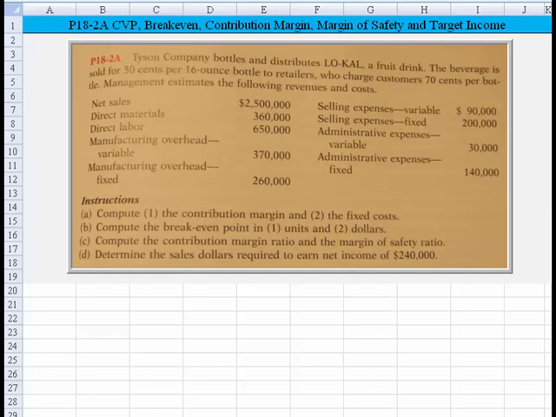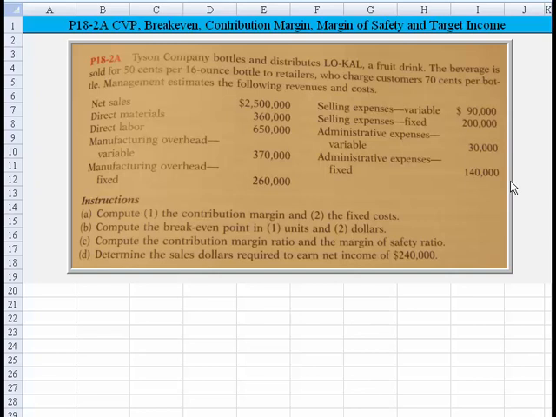Okay, hi everyone. Let's take a look at problem 18-2A, which deals with cost volume profit analysis, break-even, contribution margin, margin of safety, and target income. We have Tyson Company. It bottles and distributes Local, a fruit drink. The beverage is sold for 50 cents per 16-ounce bottle to retailers, and the retailers charge customers 70 cents per bottle. Management estimates the following revenues and costs, and you can see all that information in the body.